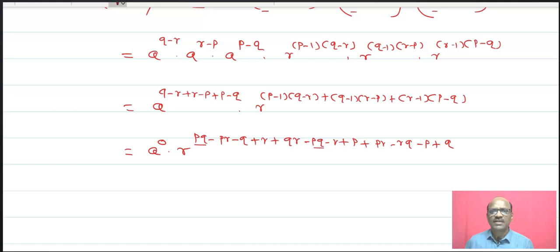Therefore, now the multiplication. What is your multiplication? P minus 1 into q minus r. Here we will get the multiplication 1, 2, 3 and 4. Next multiplication is q minus 1 and the r minus p. Here is the next multiplication and the last multiplication. These are the 4 terms.